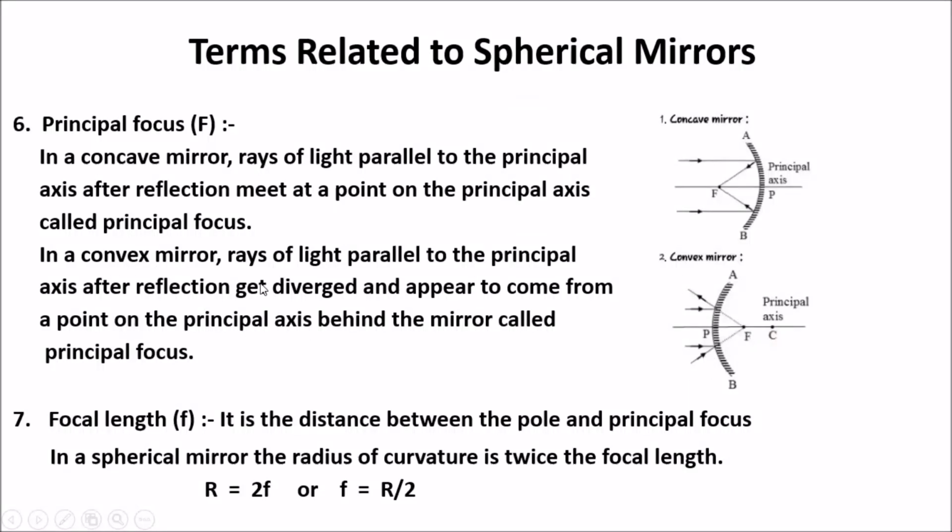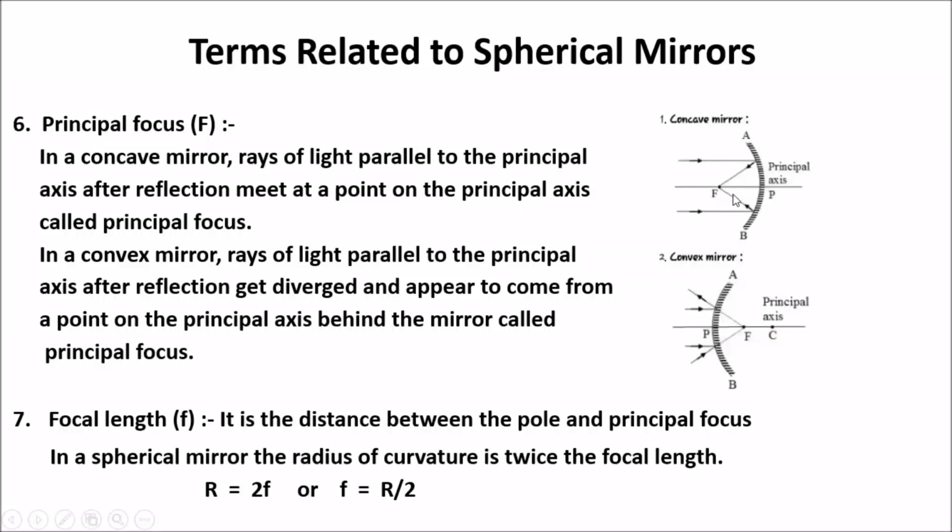So if you are observing from here, you will feel that all the rays are going away from the single point. So in a convex mirror, rays of light parallel to the principal axis after reflection get diverged and appear to come from a point on the principal axis behind the mirror. This is very important. This point behind the mirror is called the principal focus of the convex mirror. As in the case of a concave mirror, it is in front of the mirror, this focus is real. Whereas in the case of a convex mirror, because it is behind the mirror, the focus of the convex mirror is virtual.